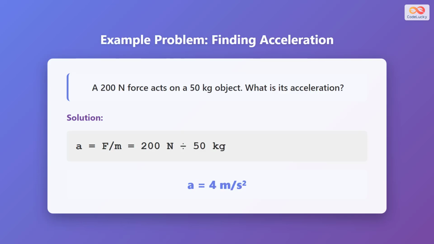Now let's solve for acceleration instead. If a 200-newton force acts on a 50-kilogram object, what is its acceleration? We rearrange the equation to a equals F divided by m. Substituting our values gives us a equals 200 newtons divided by 50 kilograms. This calculation yields a equals 4 meters per second squared. The object will accelerate at 4 meters per second squared under this force.